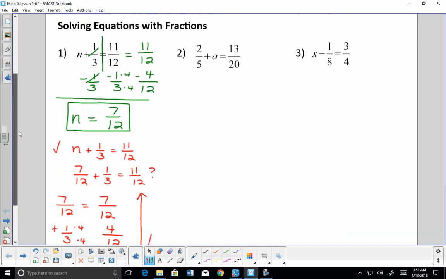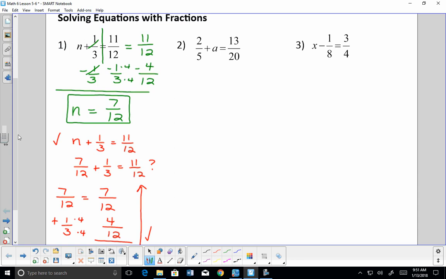Number 2. 2/5 plus a equals 13/20. Alright, to get a by itself, I need to undo what was done to a. They added 2/5 to a, so I need to subtract 2/5 from a. So I will subtract 2/5 here. I will subtract 2/5 here. 2/5 minus 2/5 is 0, so that leaves me with a.